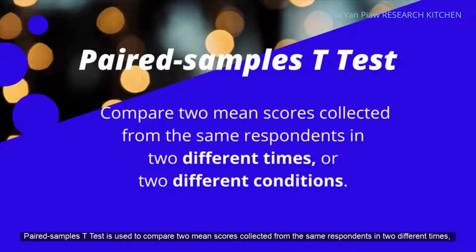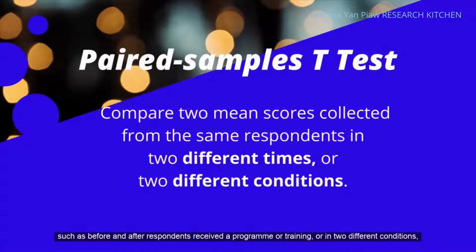Paired sample t-test is used to compare two mean scores collected from the same respondent in two different times, such as before and after respondent received a program or training, or in two different conditions, for example, in two different temperatures or under two different treatments.